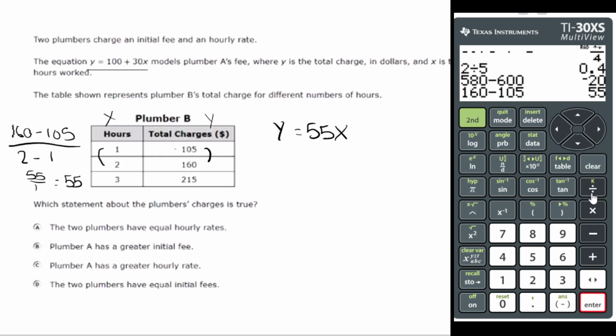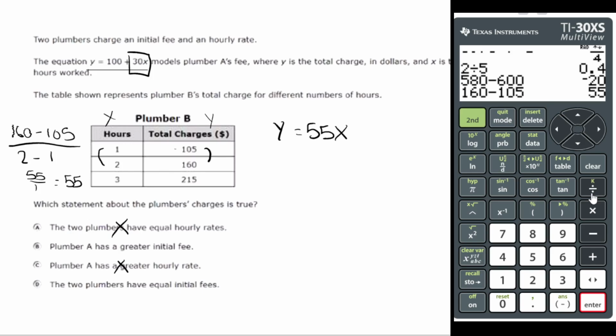Okay? Now, we can compare this already to what plumber A has. Plumber A's hourly rate is 30. So plumber B has the higher hourly rate. So that means that they're not equal, which eliminates choice A. And if plumber B has the higher one, that means plumber A can't have the higher one. So that eliminates C. So now we're coming down to initial fees.